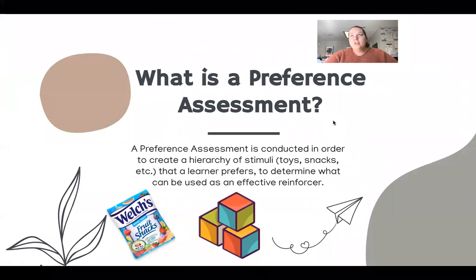So the first question you definitely should ask is, what is a preference assessment? A preference assessment is conducted in order to create a hierarchy of stimuli. Stimuli is just a fancy word for items. A phone is a stimuli. My Coke is a stimuli. Other examples would be toys, snacks, stuff that would be more fitting for the learners that we work with.